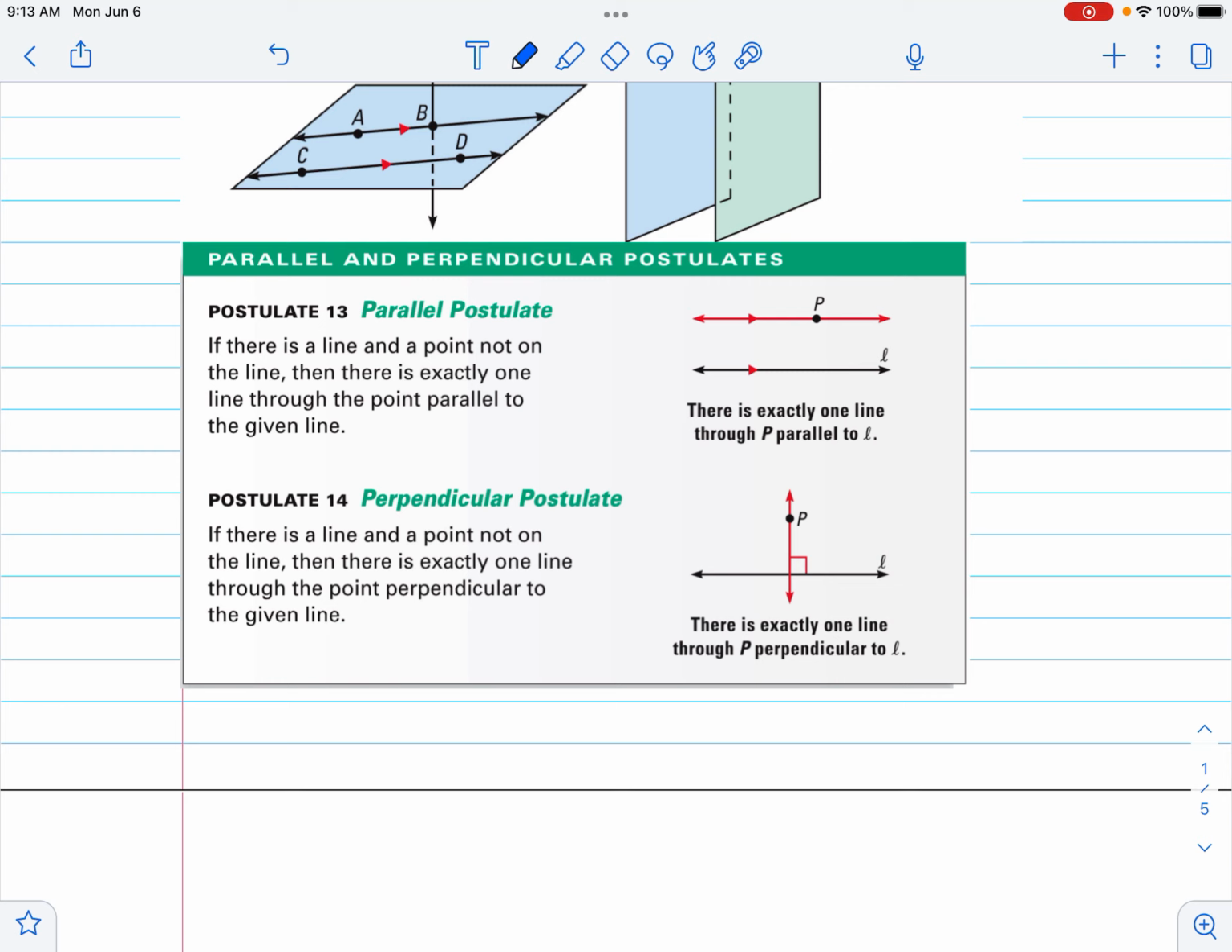So that makes good sense. You've got this line and you've got a point, and you're wondering, how many lines are there that will pass through this point that are parallel to this line? Well, obviously just one, right?